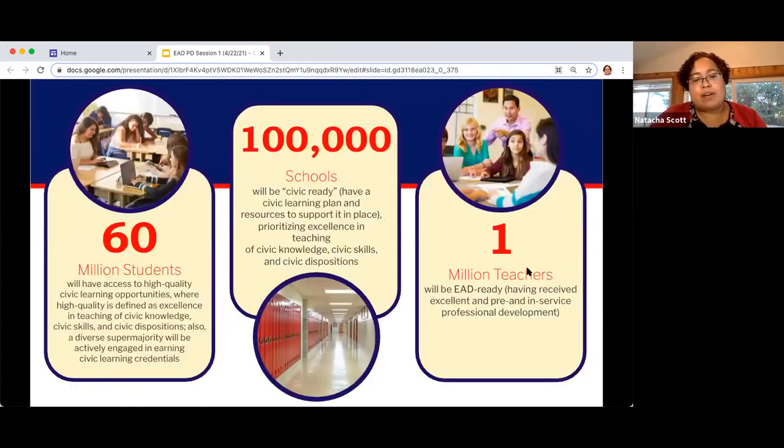And when we think about our ambitious goals, this project is definitely not a short-term project. We are in the long game here. Our goal is 60 million students, 100,000 schools, 1 million teachers. So basically all of our schools, all of our teachers, all of our students being civic ready. And that is the goal for this project. This project is not a one and done project. This project is going to take time and many deep conversations.